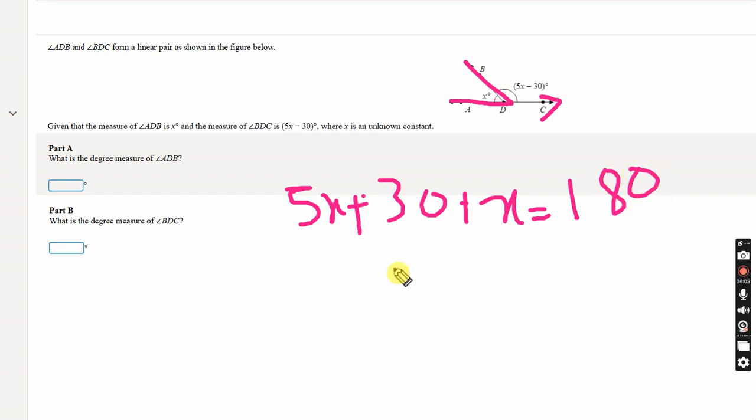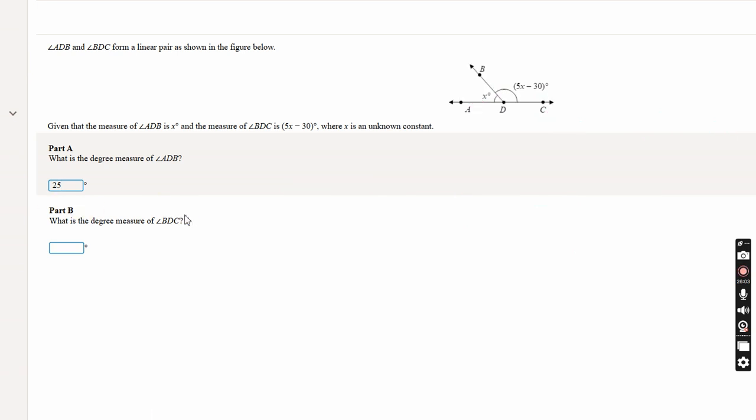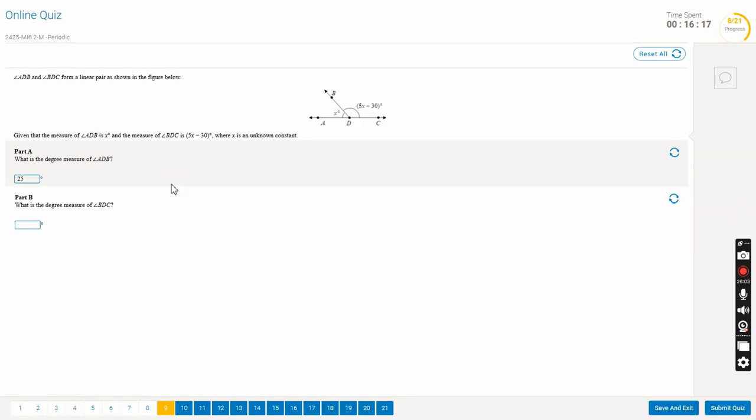So 5x plus x is 6x. You take 30 to the other side and you make it minus 30. So 180 minus 30 is 150, right? So 150 minus 6x is, let's check that, 25. So that's your answer, 25. Let's go to the next one. Okay, so what question is this? We're on 9. So did we get 25?